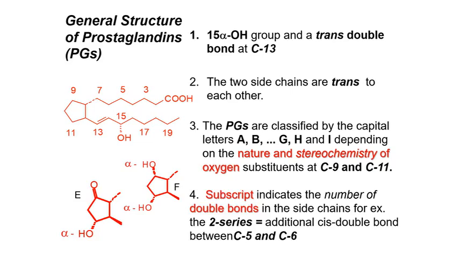Sometimes we are going to find a number on the prostaglandin, PG. So PGH1, PGH2. The number 2 is referring to an additional double bond that is present between C5 and C6, and its nature is cis. It will be geometrically a cis double bond between position number 5 and 6.